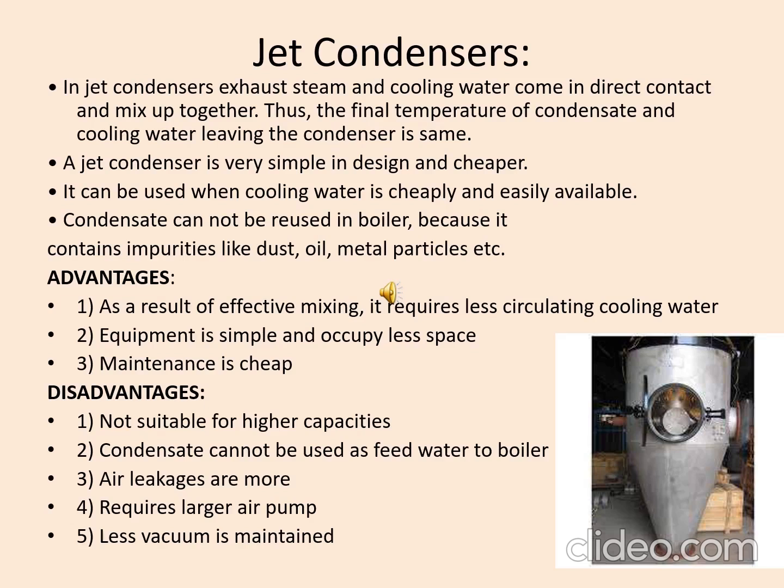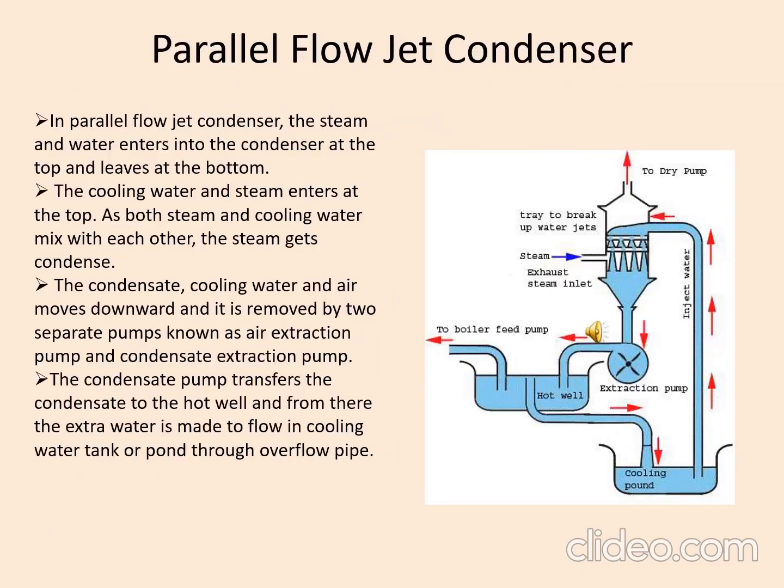Okay, so now we will discuss the parallel flow jet condenser. As its name is parallel flow jet condenser, that means parallelly both the steam and water enter the condenser and parallelly they will leave. Okay, that's why it is known as a parallel flow jet condenser. Okay, so what is happening here, the cooling water and the steam enter from the top and mix with each other. Okay, then the steam gets condensed with the help of our cooling water. Then that condensate, cooling water and our air all move in the downward direction.